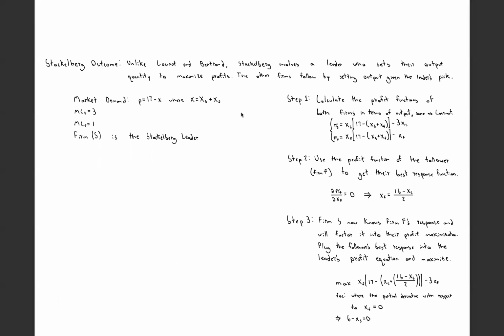Step 1, you're going to be calculating the profit functions of both firms in terms of output. This is done the same way as Cournot, and again, we just have it set up there. Step 2, we're going to be using the profit function from the follower firm. We've denoted the follower firm as firm F to get their best response function. That's just going to be taking the partial derivative.